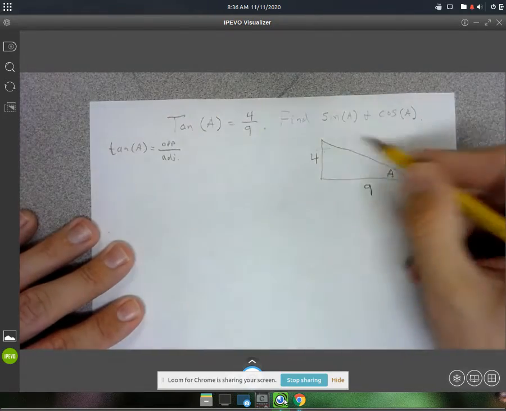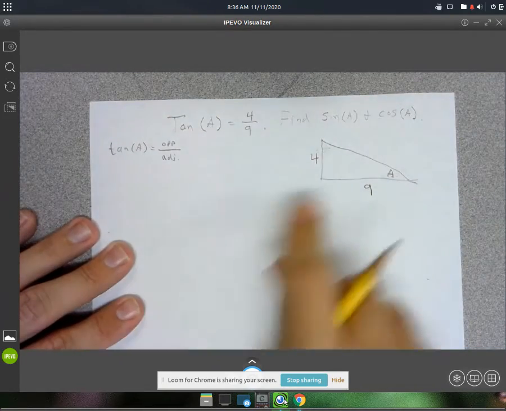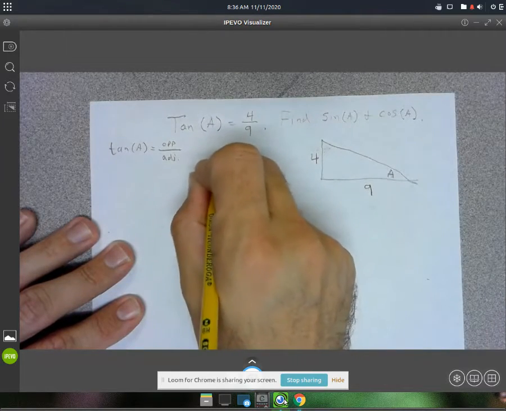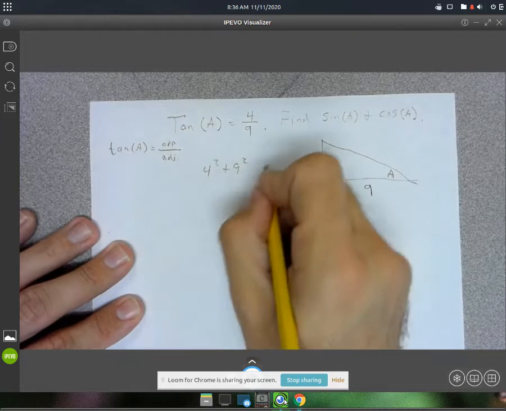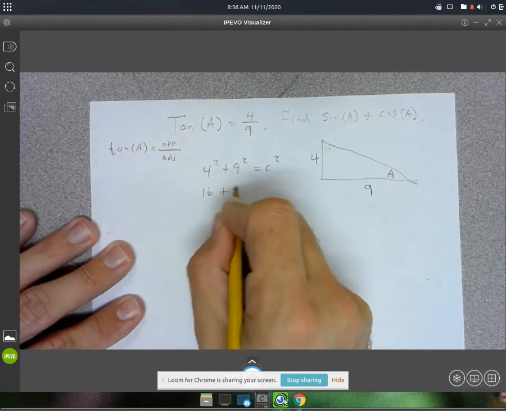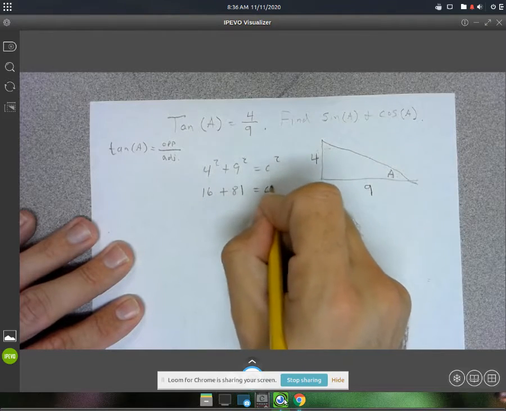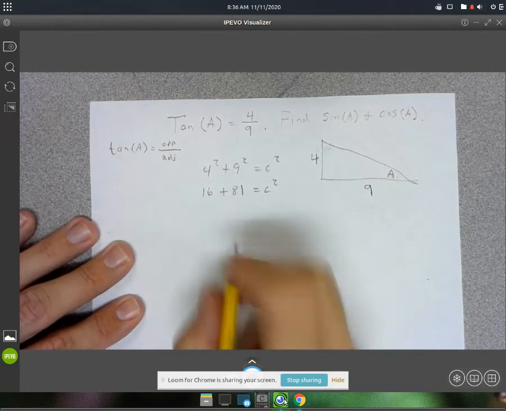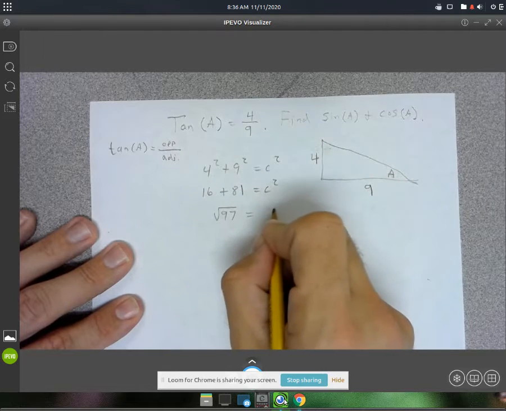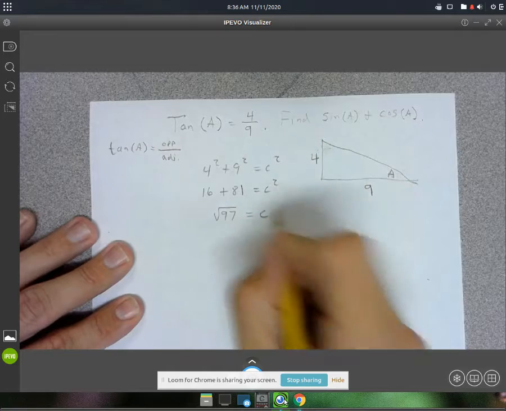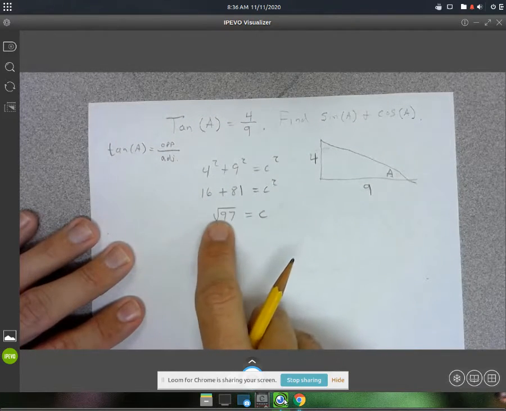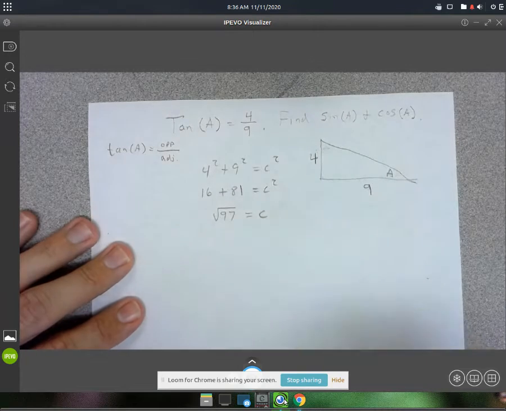All right, so we've got to find our hypotenuse here. So a squared plus b squared equals c squared. So we're going to have 4 squared plus 9 squared equals c squared. That's 16 plus 81. And 16 and 81, that makes 97. Oh, I already did the square root, sorry. All right, so you do that, and then you square root to get the c by itself here.